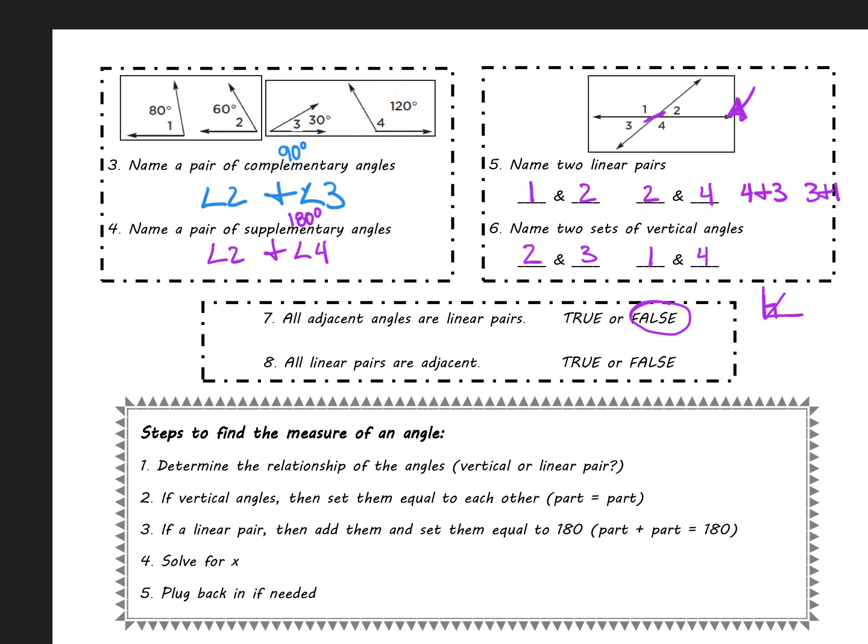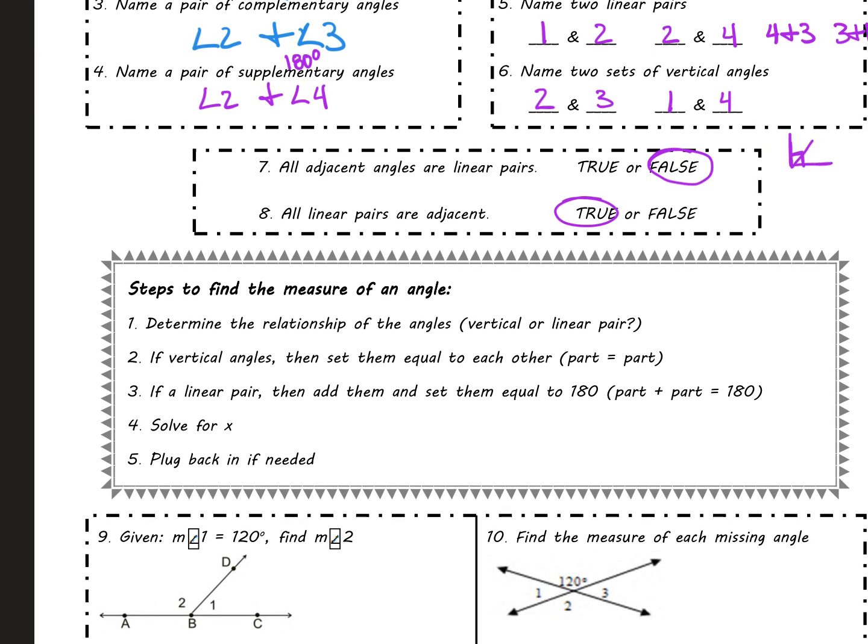And then the next one says all linear pairs are adjacent. And guys, that is going to be true because in order to have a linear pair, they have to be right next to each other and form a straight line, all right? So all linear pairs will have to be adjacent.